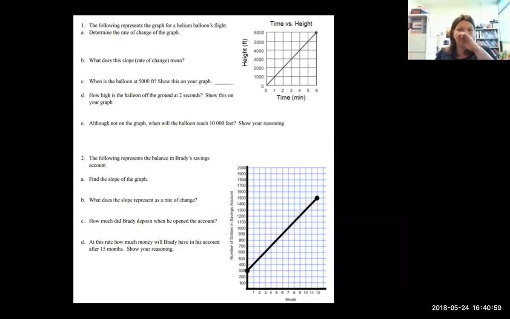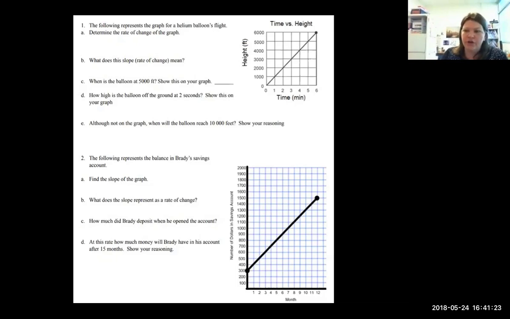So now let's take a look at some problems here. We're going to start with some stuff we kind of already know, but we're going to look at it in a real world setting. This first example asks a few different questions about this graph over here on the right. Example 1 says the following represents the graph for a helium balloon's flight. And we see this graph here with two variables. We've got time and we've got height.